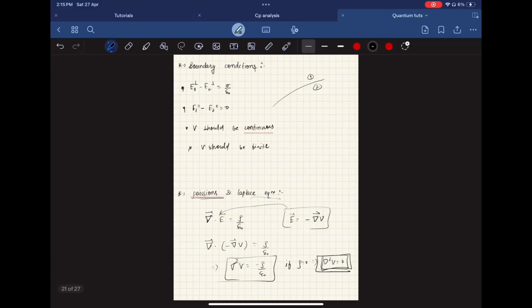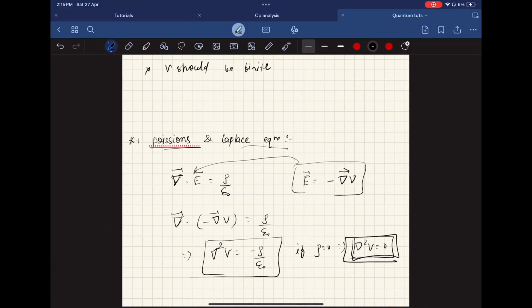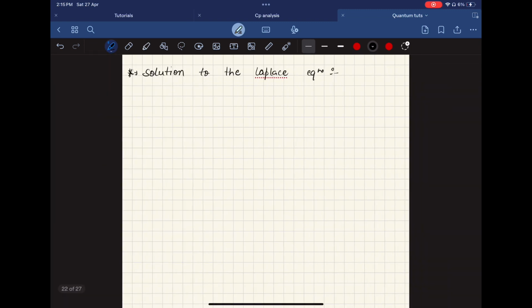So hello everyone. In the last part, we have seen what Poisson's equation and what Laplace equation are. So Laplace equation is del square V equals 0. Now we are going to see the solutions of the Laplace equation. So we have the Laplace equation, del square V equals 0.